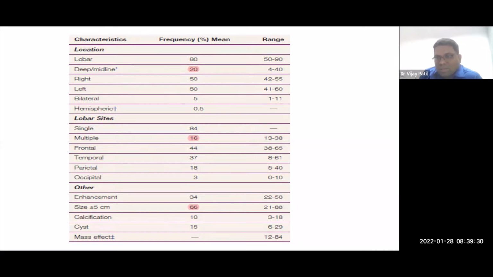Enhancement, though this is from an old EORTC study. Nowadays, if you see an enhancement, it should not be classified as a low-grade glioma. In certain types, oligodendroglioma can though show enhancement along its capsule. Size greater than 5 centimeters is commonly seen.